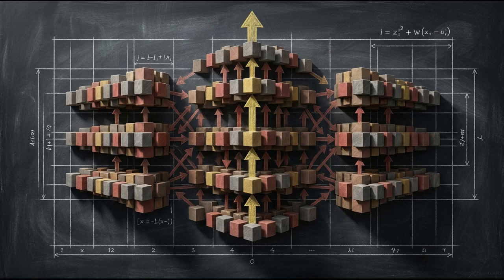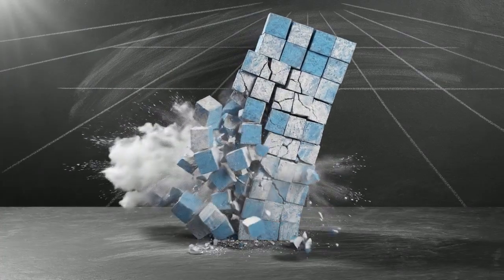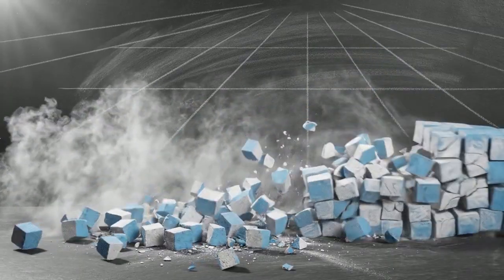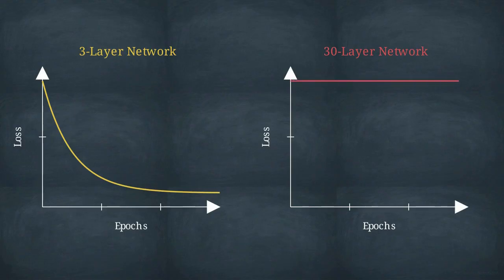We build neural networks layer by layer to increase their capacity to learn complex functions. But if you simply stack dozens of these layers on top of each other, the structure can crumble. The model fails to learn anything. A standard 3-layer network converges smoothly, but pushed to 30 layers, the error rate flatlines.